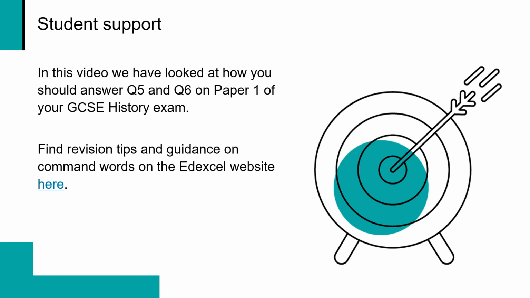That brings us to the end of this walkthrough video. In this video, we have looked at how you should answer question 5 and 6 on paper 1 of your GCSE History exam. We hope you have found it useful.